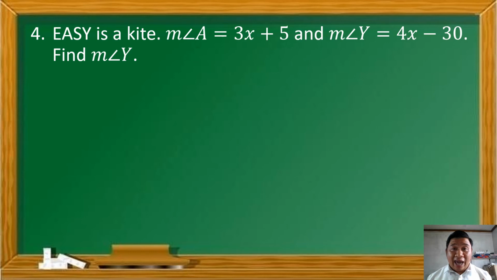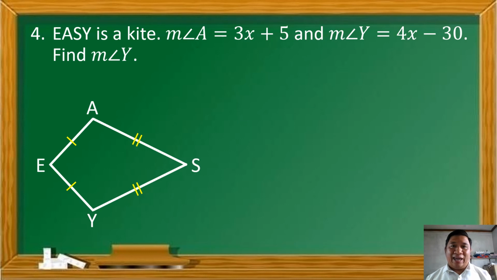Alright? So again, ang sabi sa problem natin that EASY is a kite. So kailangan illustrate muna natin yon. Alright? So this is our kite EASY. Alright? So ngayon, dahil meron na tayong illustration, pwede na nating ilagay dito yung mga information na binigay sa ating problem. Ano ba yung mga information na binigay sa atin? So sabi dito that the measure of angle A is equal to 3x plus 5. So, ilagay natin yung 3x plus 5 kay angle A.